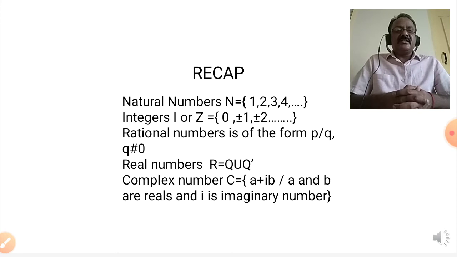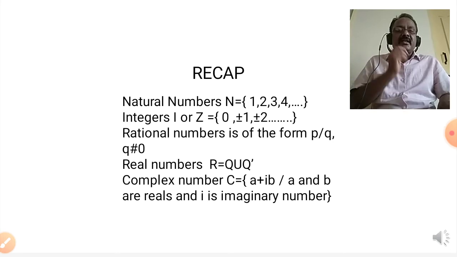Now, before taking the important concepts of number theory, I would like to recap what you studied at the elementary school level. The set of all natural numbers is denoted by N, that is 1, 2, 3, 4 like this. We also call them the God-given numbers. Then integers, denoted I or Z, include 0 and the negatives of the natural numbers. Rational numbers are of the form p by q, where q should not be equal to 0. The denominator should not be equal to 0. Those numbers are called rational numbers.